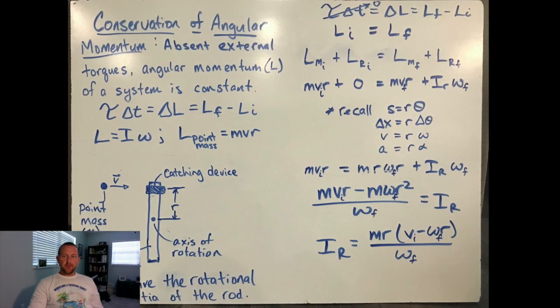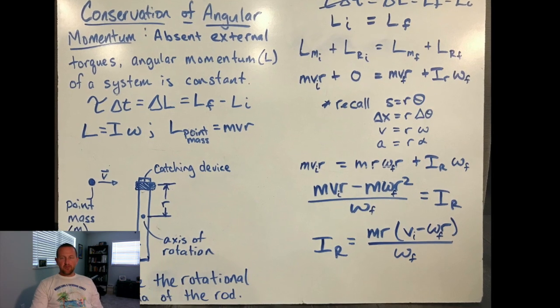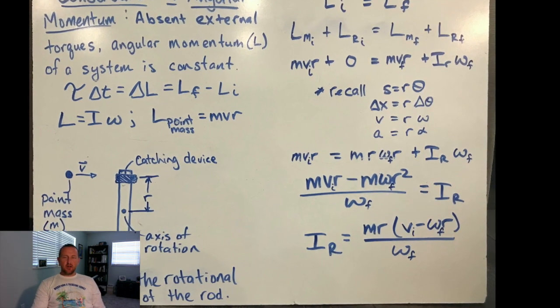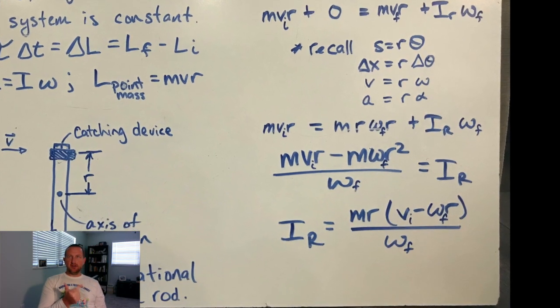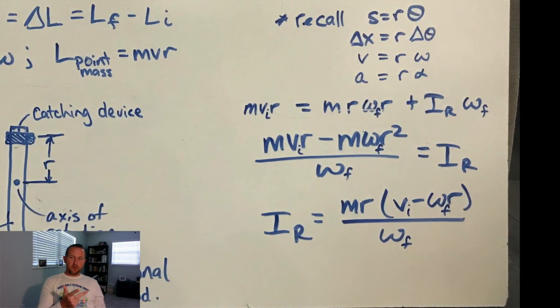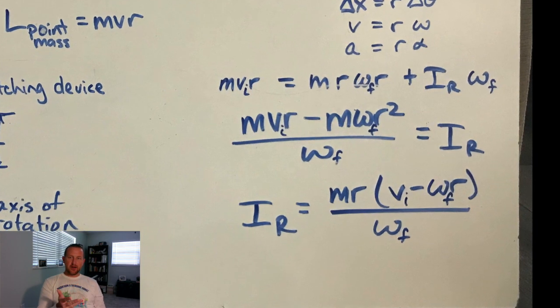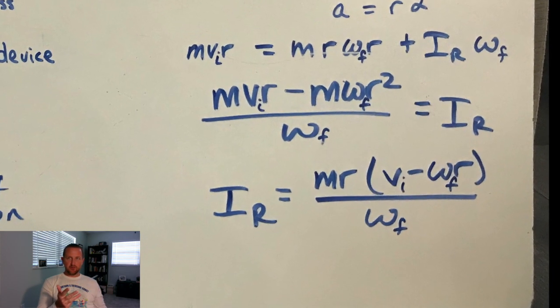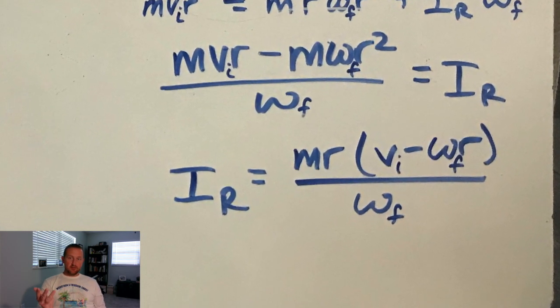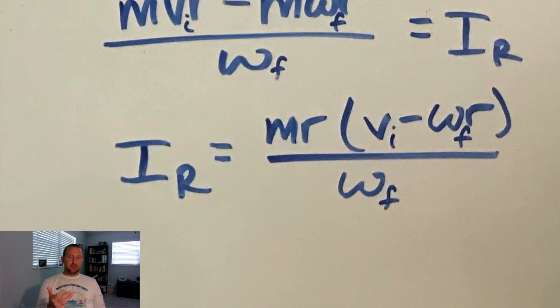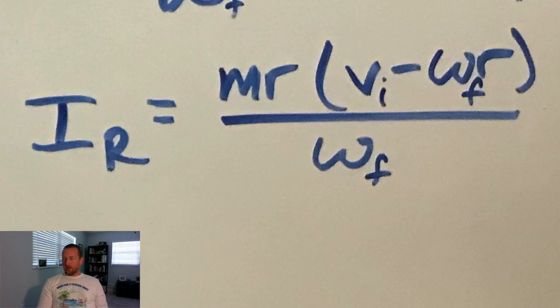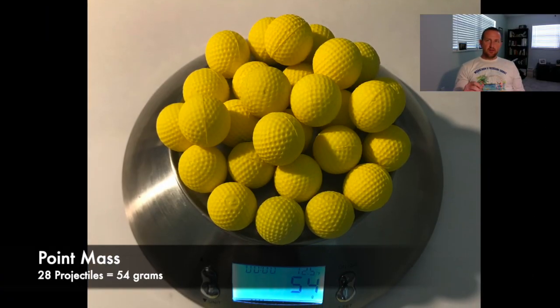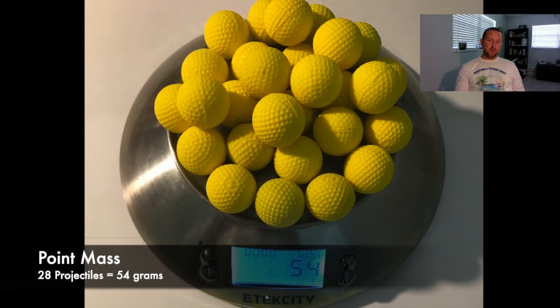I'll put that aside. So in our derivation, we've got the rotational inertia equation where we see variables of mass, separation, initial velocity of our point mass, the final angular velocity of the apparatus as it rotates, and that's it. So we need to be able to take data on those four things. So let's start off with data collection for the point mass.